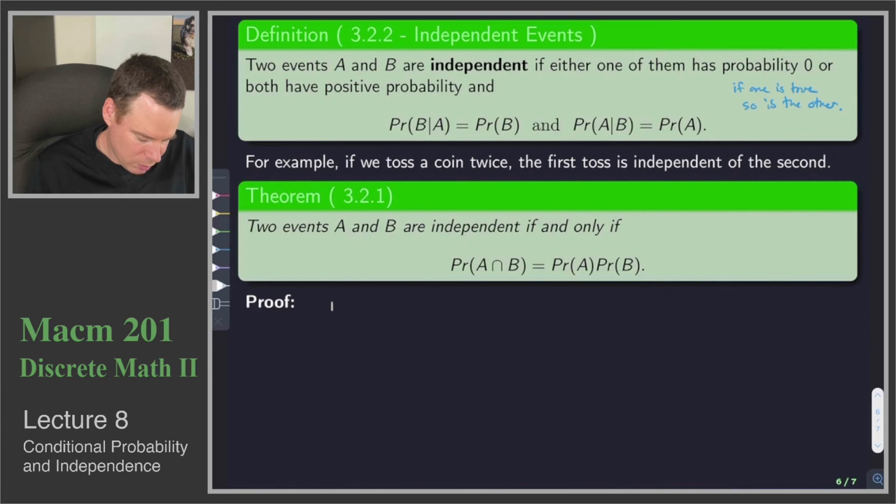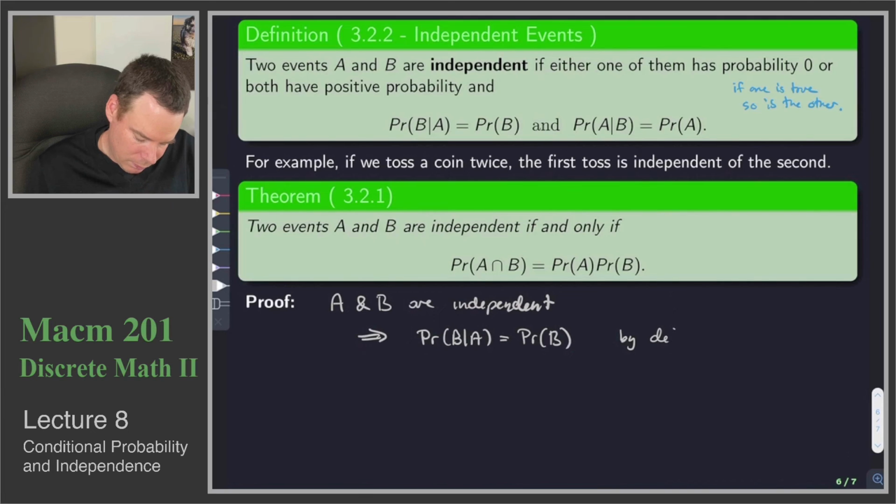So how do we prove this intersection property from it? Well, suppose A and B are independent. Well, that implies then that the probability of B given A is equal to the probability of B. That's by the definition. And I'm only going to use one of the equations in the definition because, as I said, if one of them is true, so is the other. Now what we're going to do with this equation is we'll multiply it by the probability of A. So I'll multiply probability of A to both sides. And I get this expression.